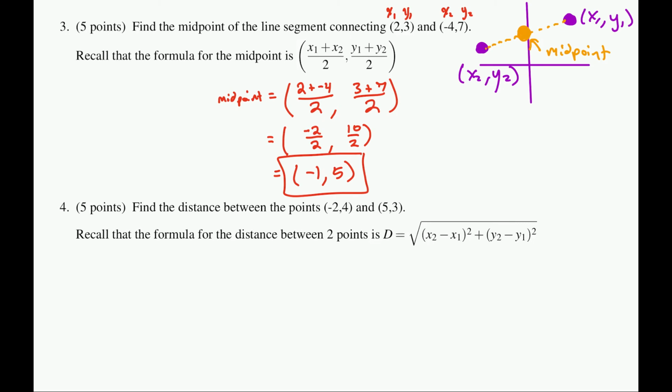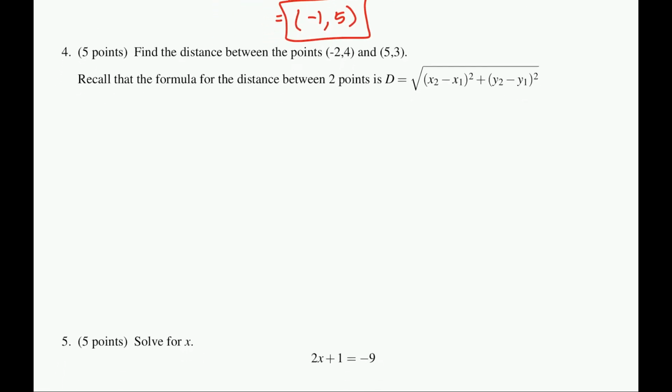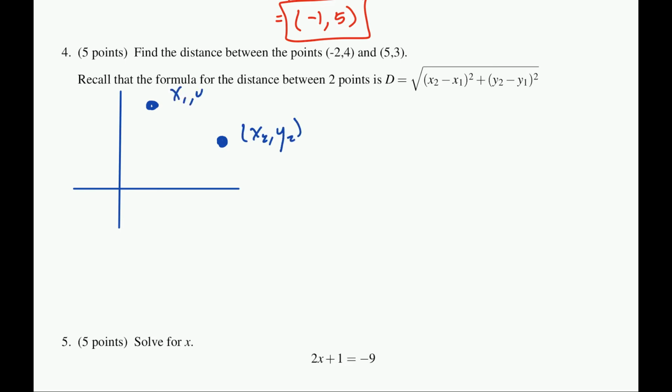On to the next problem. So now we're finding the distance between 2 points. We've got a formula here for doing that. Of course, I will try to explain what's going on, but you've got 2 points here, x2, y2, x1, y1, similar to the previous problem, but this time, if you connect those with a line segment, the question is, well, what is this distance?